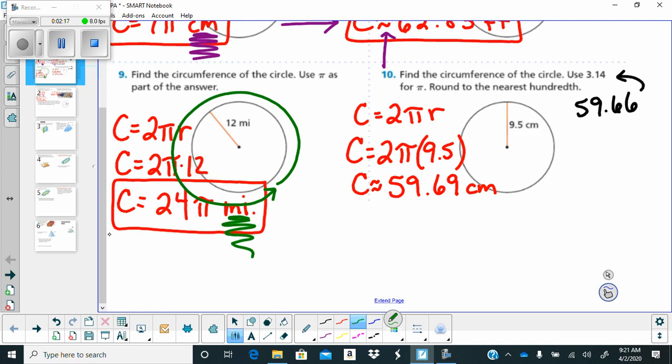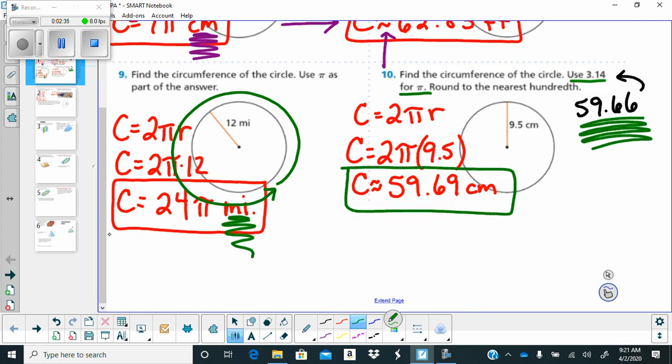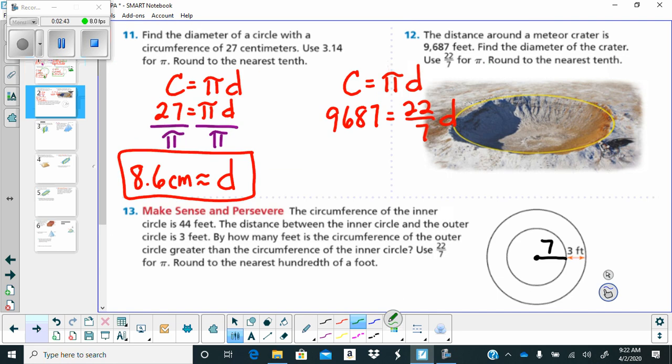I did want to point out that the book is asking you to use 3.14 for pi, and I had told you to use the pi button on your calculator. If for some reason you didn't remember me saying that or read the directions, you would have gotten that. But this is what I wanted you to get. We're going to use the pi button. We're going to pretend like this is geometry in 9th or 10th grade. Okay, go to number 11. I wanted to finish number 12 with you.